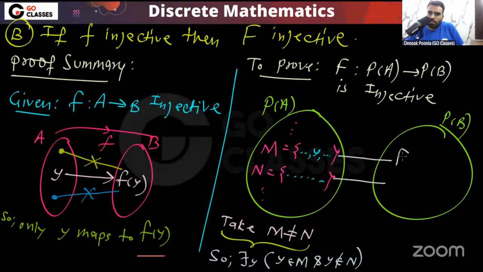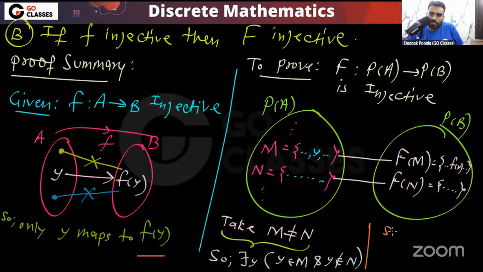This F(M) and this F(N), their images will be different. What is the reason? Because in F(M) there will be f(y), but here you will not have f(y). So F(M) is different from F(N). I hope you understood the reason. The reason is that this f(y) belongs to F(M), but it does not belong to F(N).